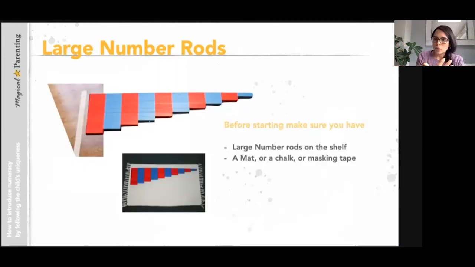So in the large number rows, what we need to focus on here is, again, the fact to understand that 1 is smaller than 2, is smaller than 3, etc. So before starting, we need to make sure that we have all the things that we need. In that case, we need a large number of rows on a shelf or standing. Sometimes they're just standing. And a mat can be either a chalk or a masking tape.